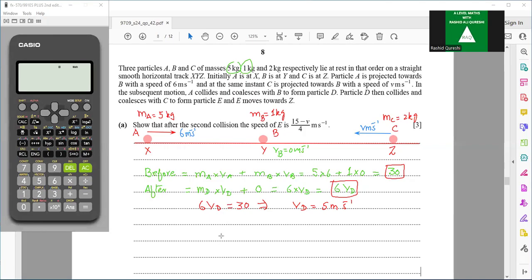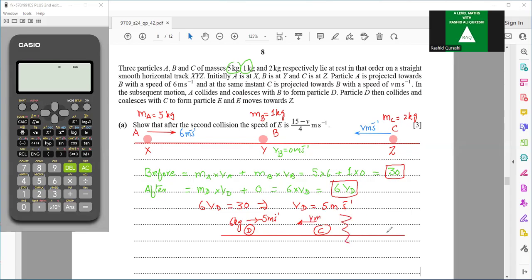In the new scenario, the first one is particle D. Its mass is 6 kg, because this is the combination of A and B, and it is moving towards this one. Its velocity is 5 meters per second, and this is the particle C. Now this is moving in this direction, and its velocity is V meters per second.